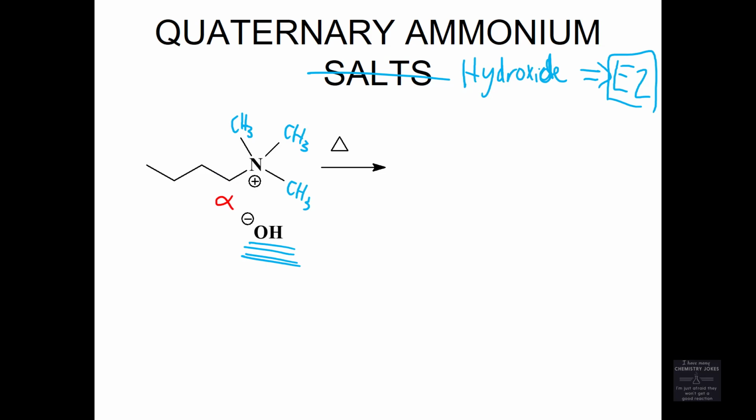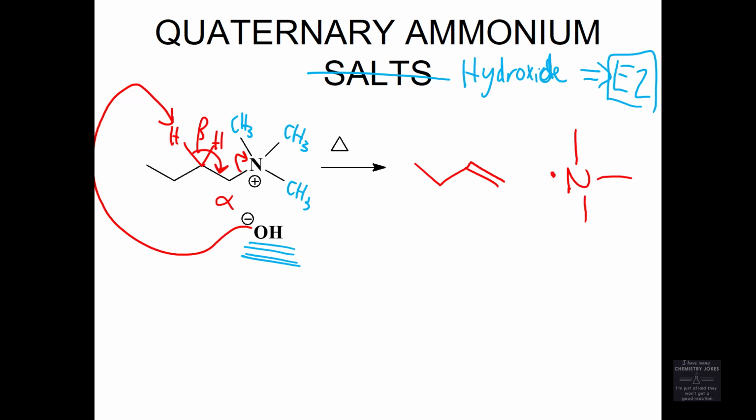So, the leaving group is connected to the alpha carbon, which means the beta carbon is next door to that. E2 says, take a hydrogen from the beta, fold in electrons to make a new pi bond, and let your leaving group go. We get this new alkene and a nitrogen that left with a new lone pair, and we made water from where we used hydroxide to pluck that hydrogen. Quaternary ammonium hydroxides do E2 and E2 only.